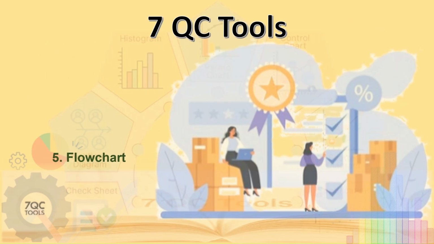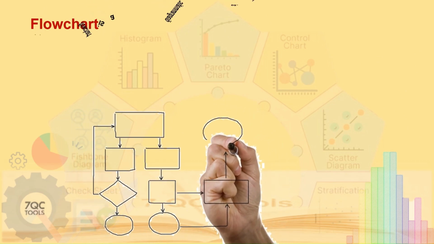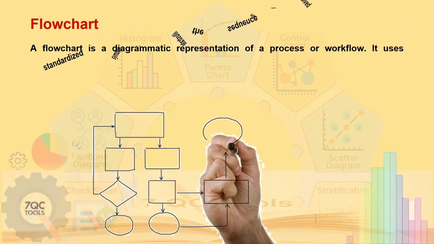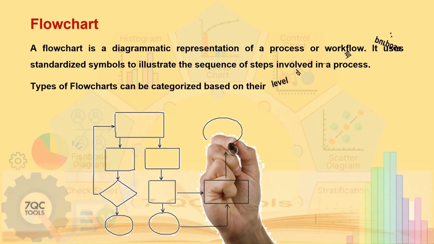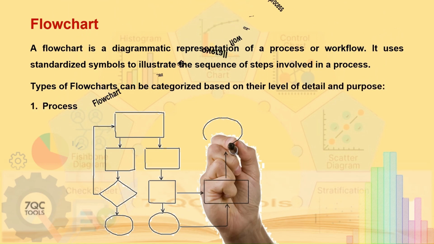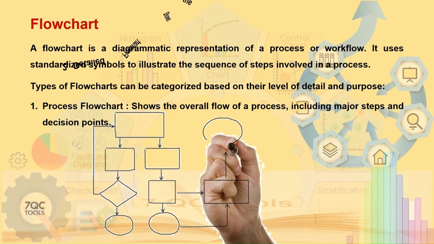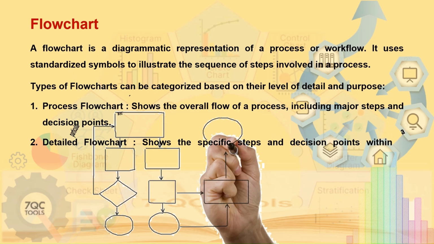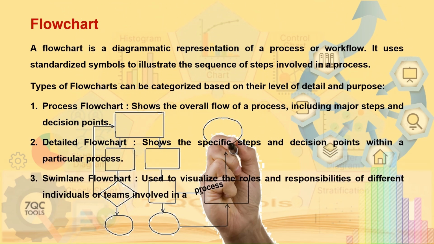Next QC tool is flowchart. Flowchart is a visual representation of a process or workflow. Sometimes it may use standard symbols to explain the sequence of steps in a process. Flowcharts are classified based on their details and purposes. Simple process flowchart shows the flow of a process with major steps and decision points. Detailed flowchart explains the specific steps and decision points in a process. Swimlane flowchart is used to understand the roles and responsibilities of team members in a process.